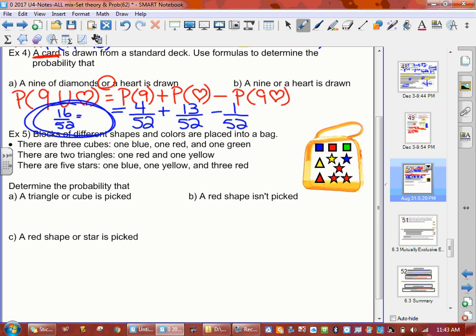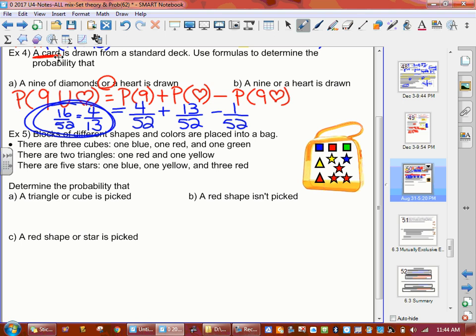Not sure. You guys have it? 4 over 13. 4 in 13 is what it reduces to. Okay? So, this one is a 9 or a heart.